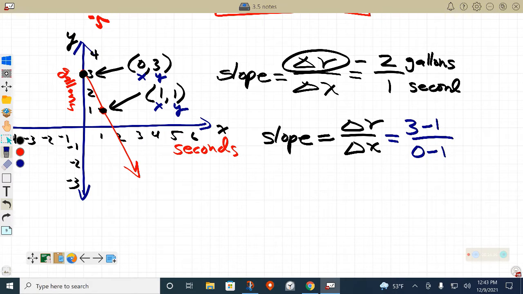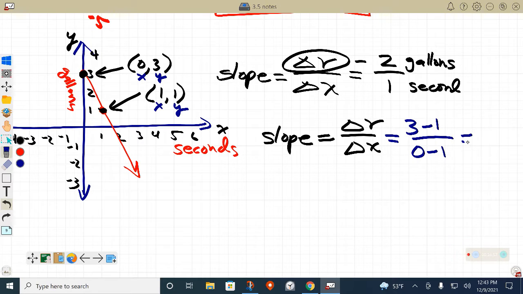Since I use the first ordered pair first for the 3 minus 1, when I do the x's, I have to use the 0 first. It's 0 minus 1, not 1 minus 0. I got to stay consistent for the formula. But it doesn't matter which ordered pair you use first. Since I use the top ordered pair first for the delta y, 3 minus 1, I have to use the 0 first for the delta x, 0 minus 1.